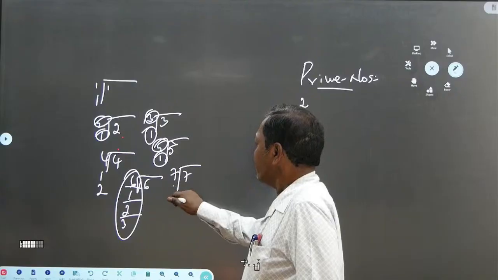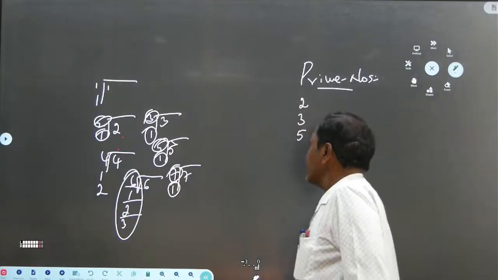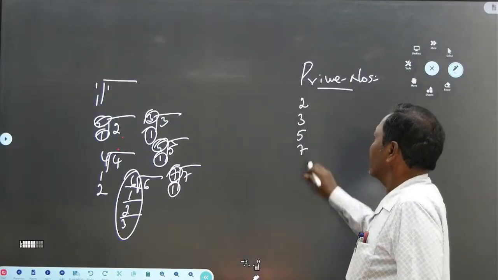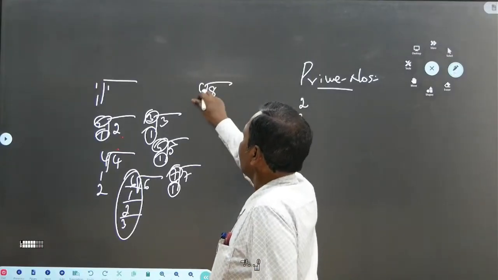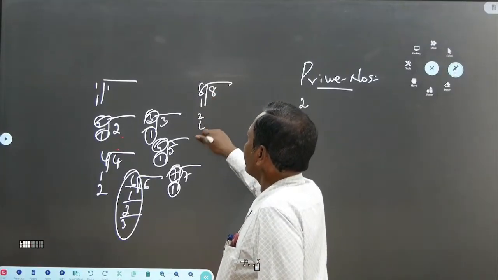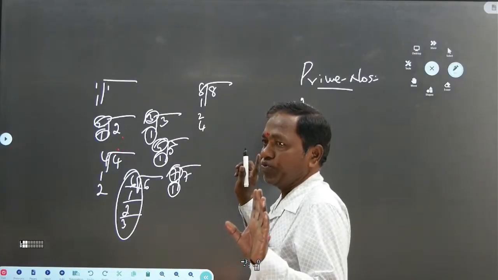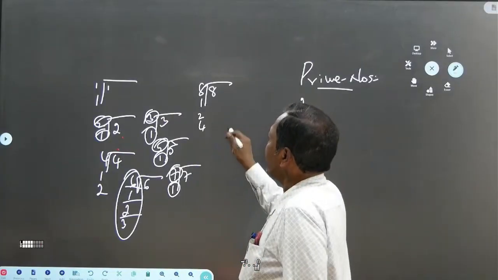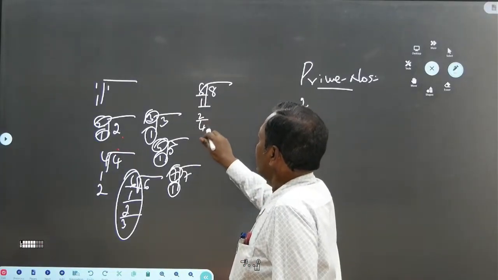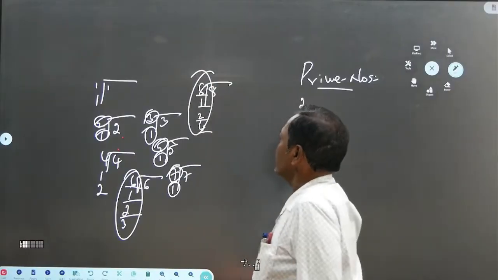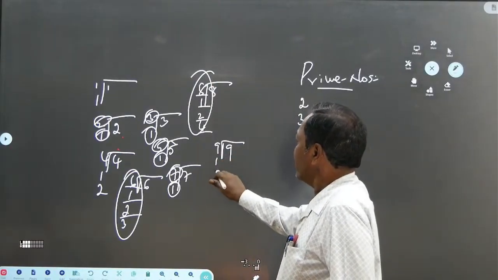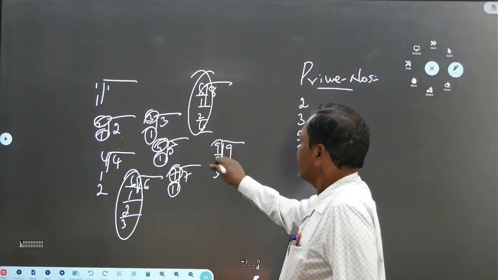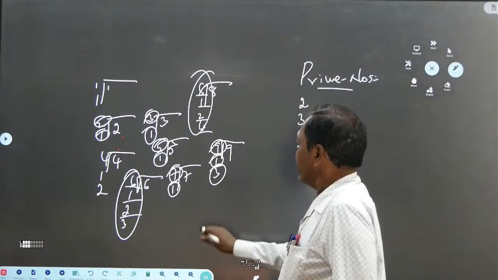7 by itself and 1, so 7 is a prime number. If you take 8 by itself, 1, 2, 4. Any even number is divisible by 2, first thing. How many factors are there? 1, 2, 3, 4 factors are there. So 8 is not a prime number. 9 by itself, 1 and 3. So again, this is not a prime number.